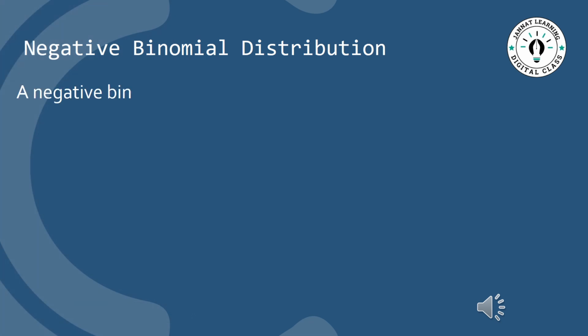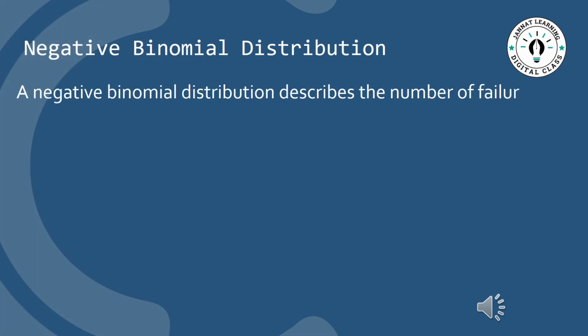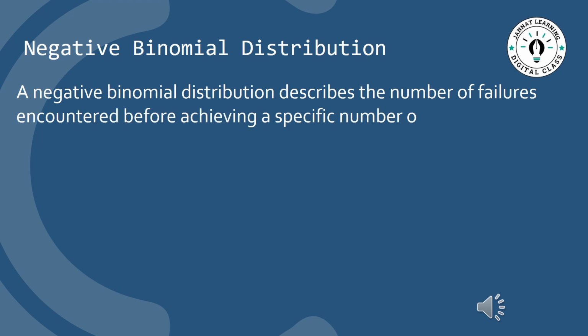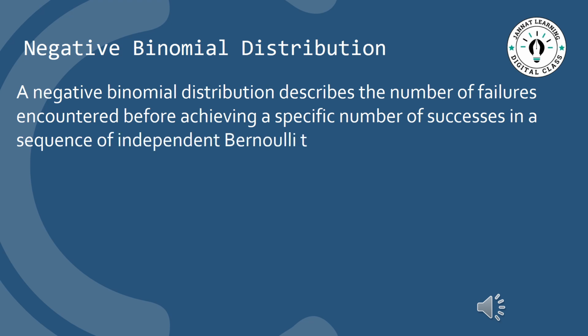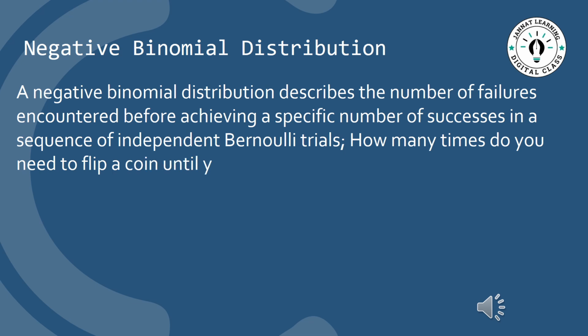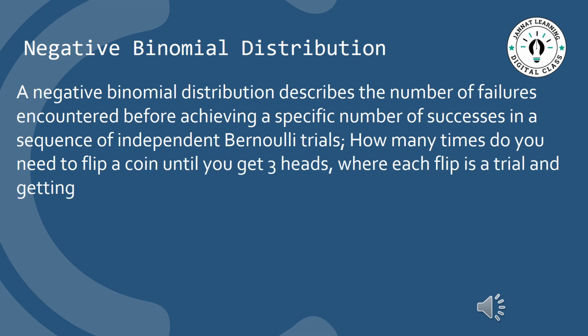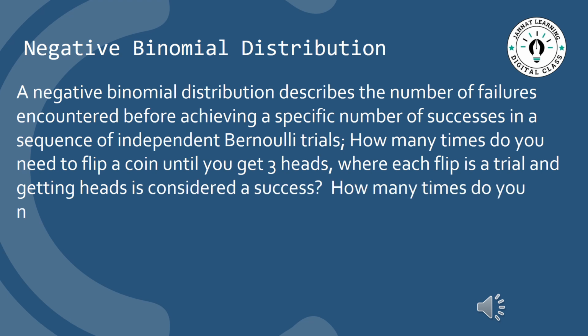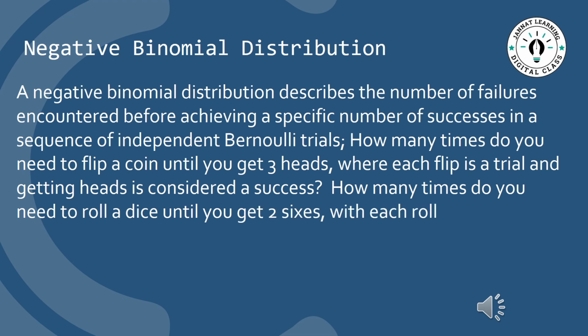A negative binomial distribution describes the number of failures encountered before achieving a specific number of successes in a sequence of independent Bernoulli trials. Examples include flipping a coin until getting 3 heads. How many times do you need to flip a coin until you get 3 heads? Where each flip is a trial and getting heads is considered a success. Rolling a dice until getting 2 sixes. How many times do you need to roll a dice until you get 2 sixes, with each roll being a trial and getting a 6 as a success?